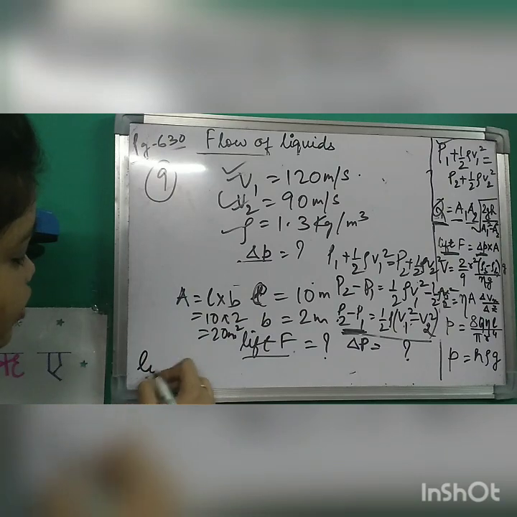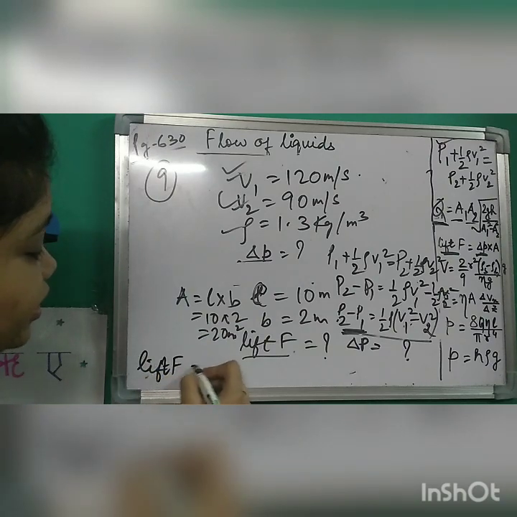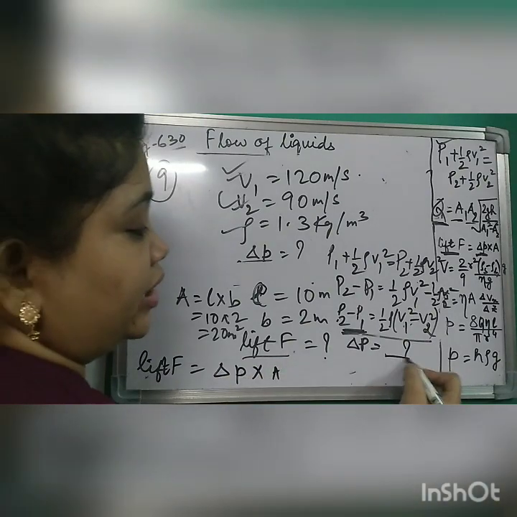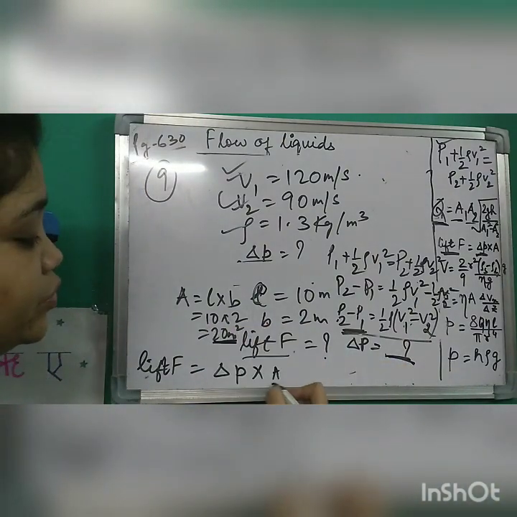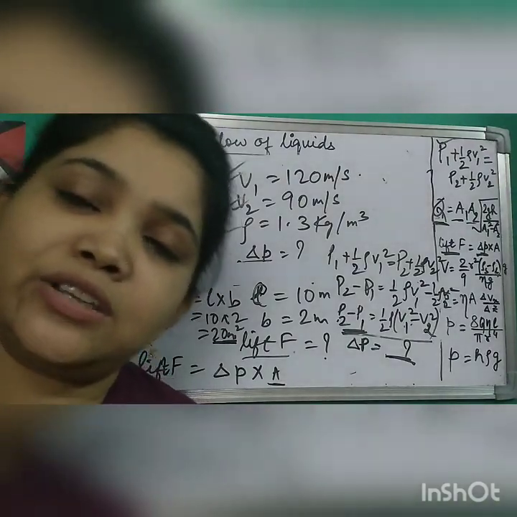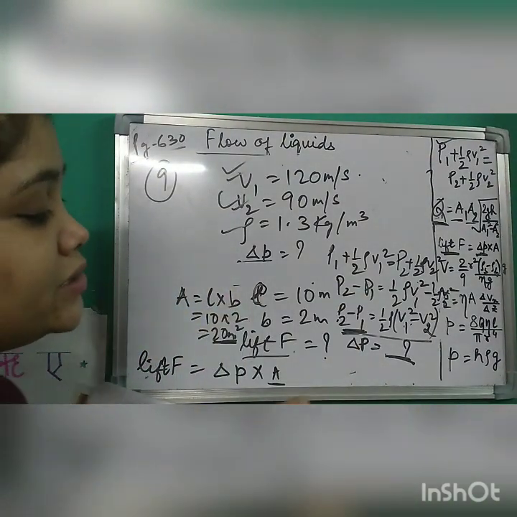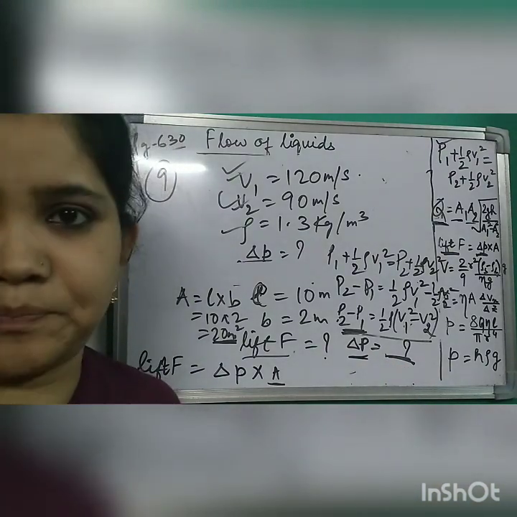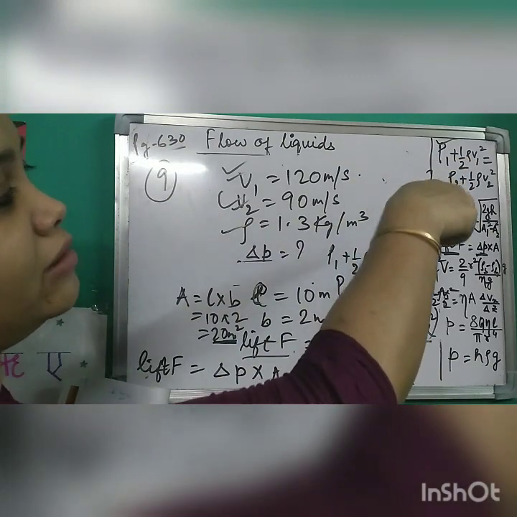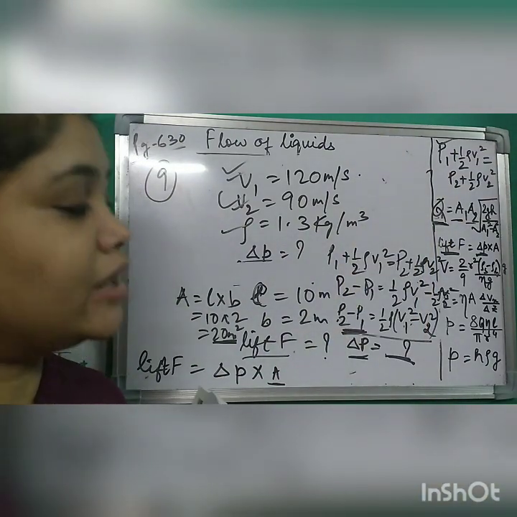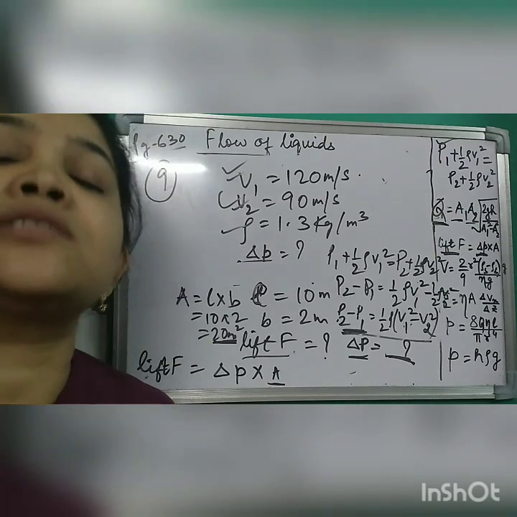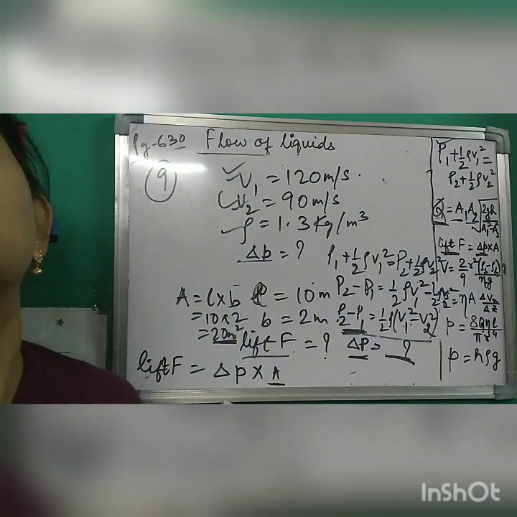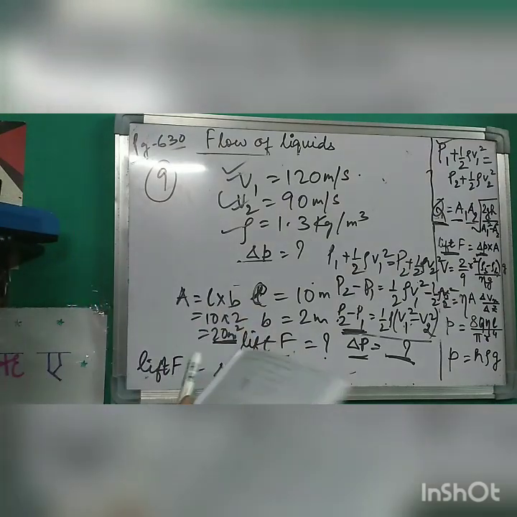Lifting force, as I have already written, is nothing but delta P into A. From here you are getting delta P, and A is 20 meters square. Put the value, solve, and you will get the answer. So there are two parts. One, you have to find delta P. Remember, delta P is P2 minus P1. From Bernoulli's theorem you can solve and get P2 minus P1, which is half rho times V1 square minus V2 square. And lifting force is nothing but the difference of pressure into area. Now let's move to the next sum.